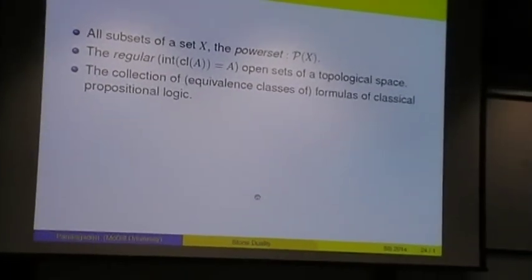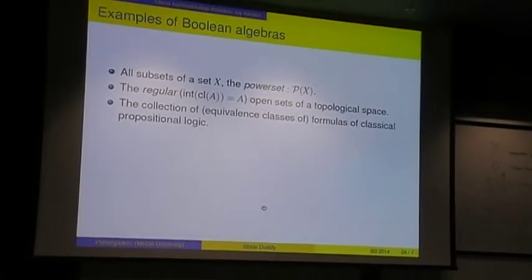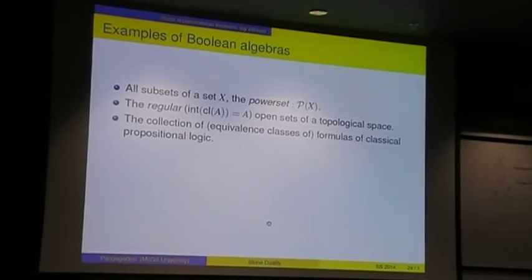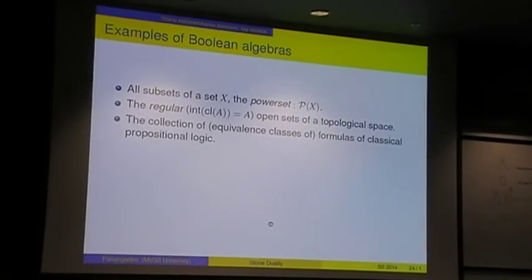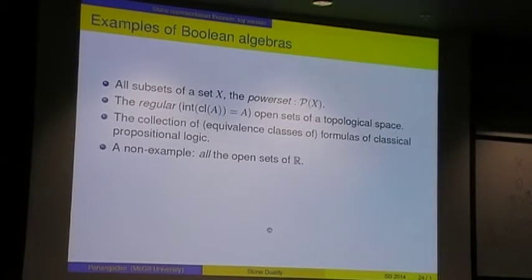And of course, the motivating example of Boolean algebra, at least what motivated Boole, was propositional logic. So if you take equivalence classes of propositional formulas under provability, then you get a natural Boolean algebra. And for a non-example, if you take all the open sets of R, you won't get a Boolean algebra because complementation doesn't work for you very well.